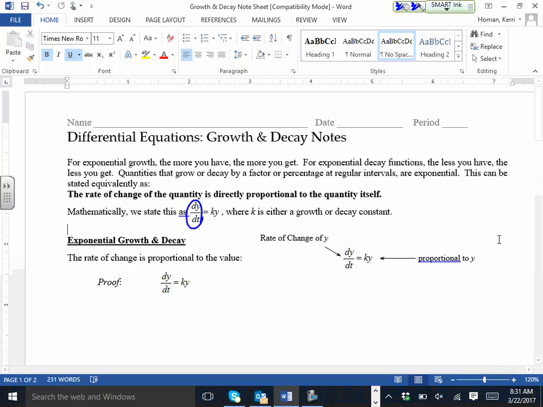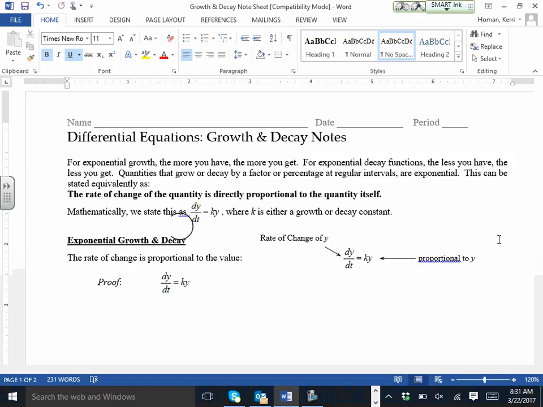So dy dt, that's our derivative. Y is the quantity, right? When we think of a function y in terms of x, or in this case y in terms of t, y is the amount over time that it's either growing or decaying. Okay?